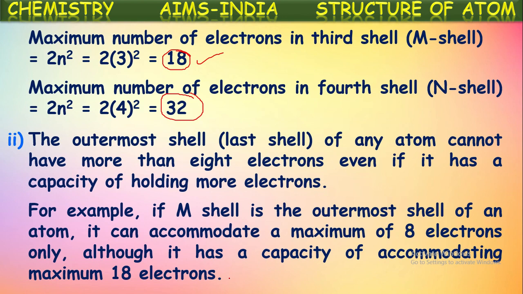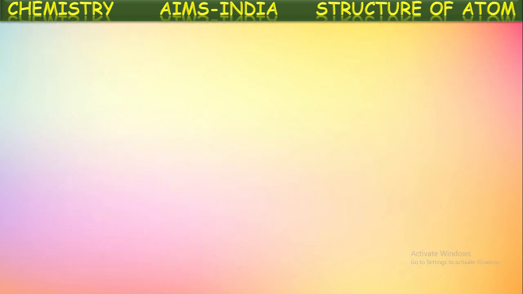If it is filled with 8 electrons, the remaining electrons will go into the next orbit. Thereafter, after filling 8 electrons, again this shell will be completely filled with the remaining accommodation. Okay, this is one of the rules.